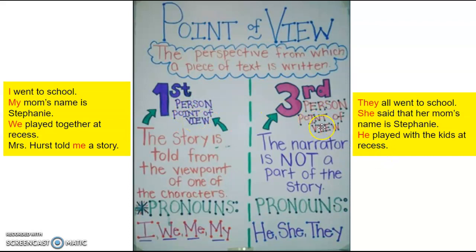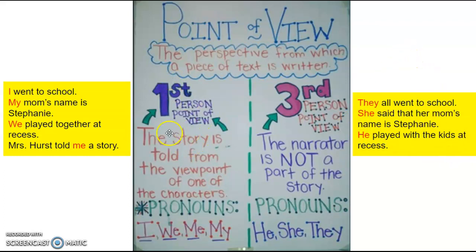Now, third person point of view. The narrator is not part of the story. You use the pronouns he, she, and they. The third person point of view tells you about everybody in the story. They all went to school. She said that her mom's name is Stephanie. That would be someone else telling the story about me. I'm not in the story now. He played with the kids at recess.